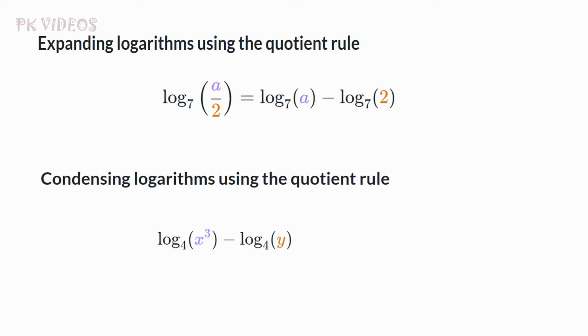And for condensing logarithms using the quotient rule, if you have an expression of a subtraction of two different logarithms with the same base, then we can express these as log x to the power 3 divided by y to the base 4. Here, the first argument can be written in the numerator and the second argument can be written in the denominator with the same base.